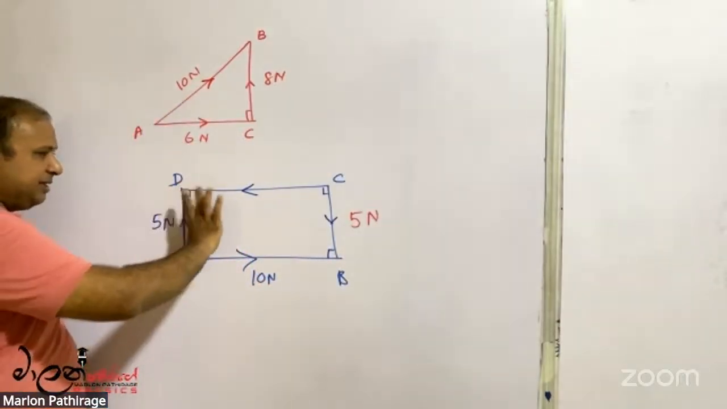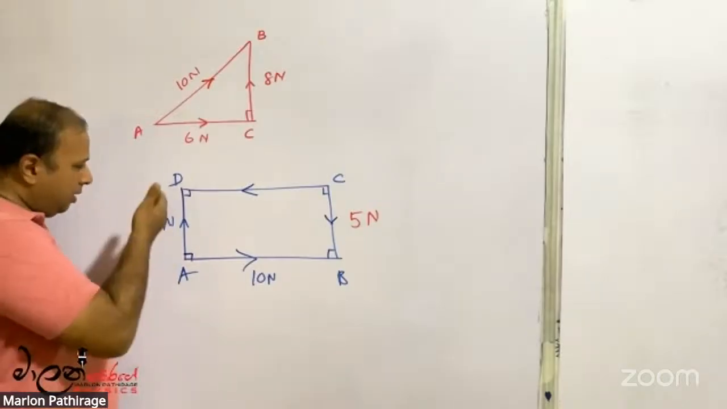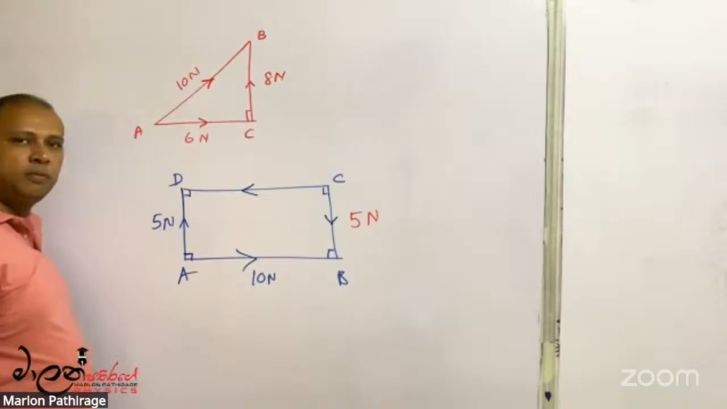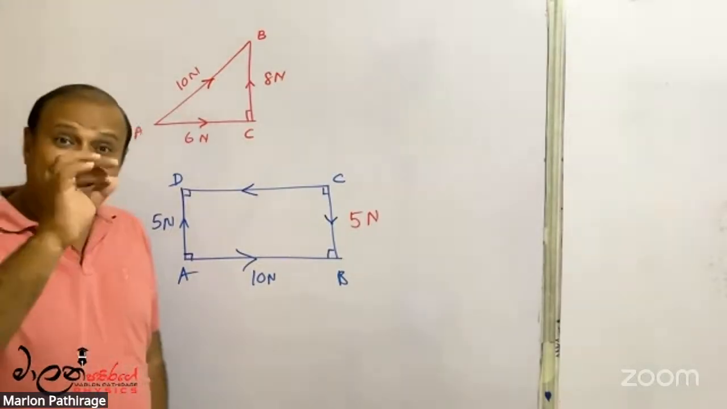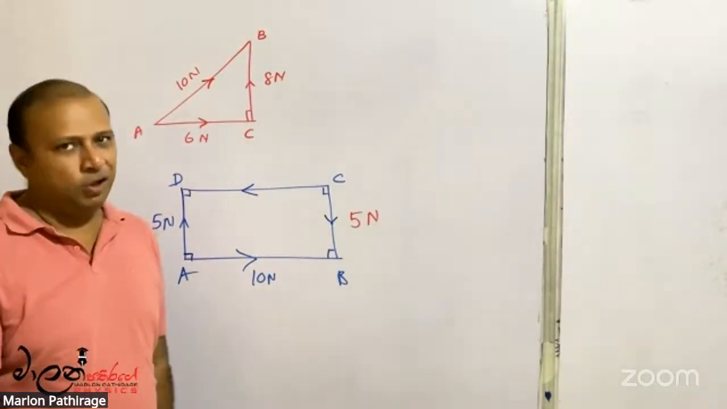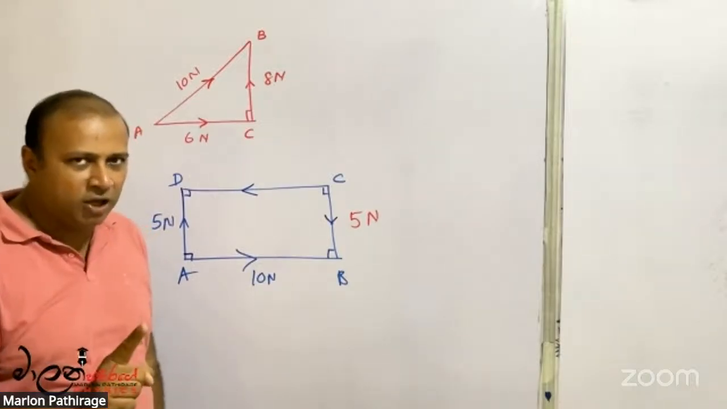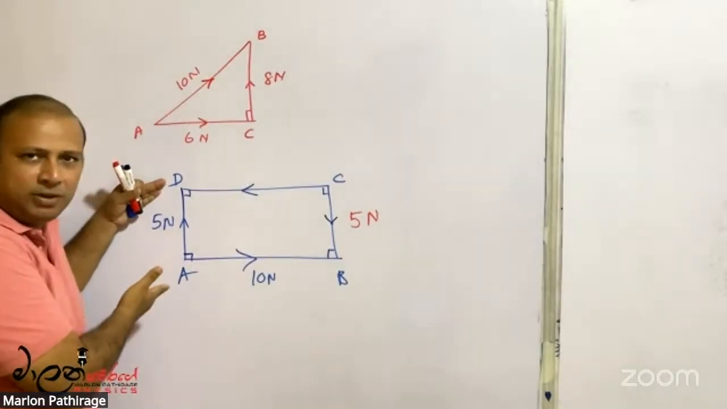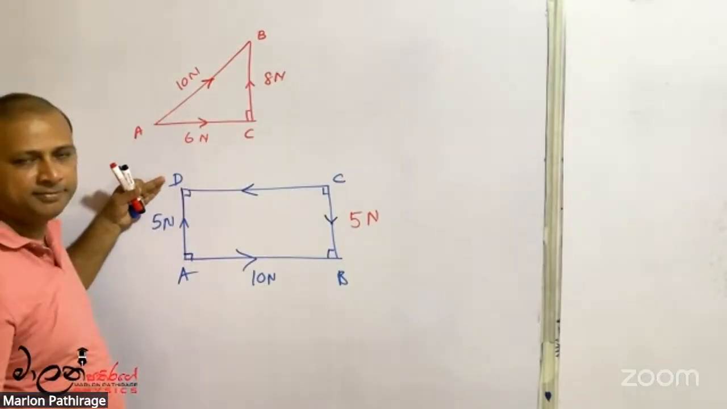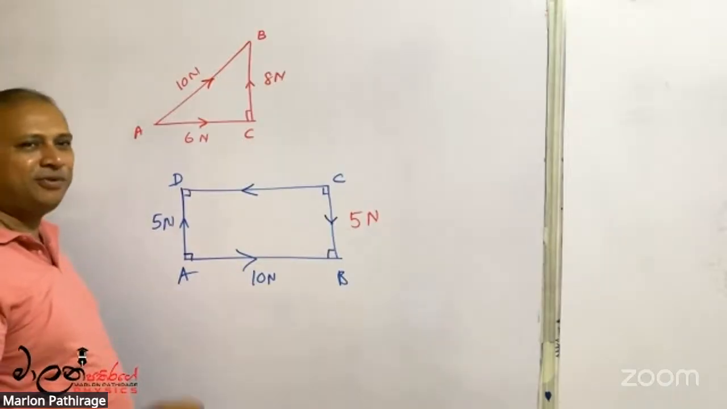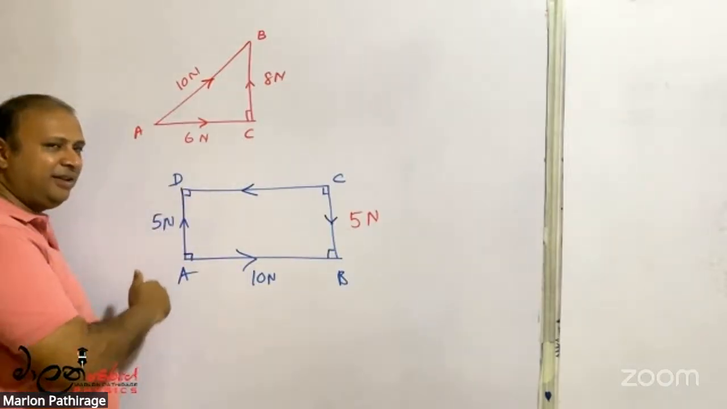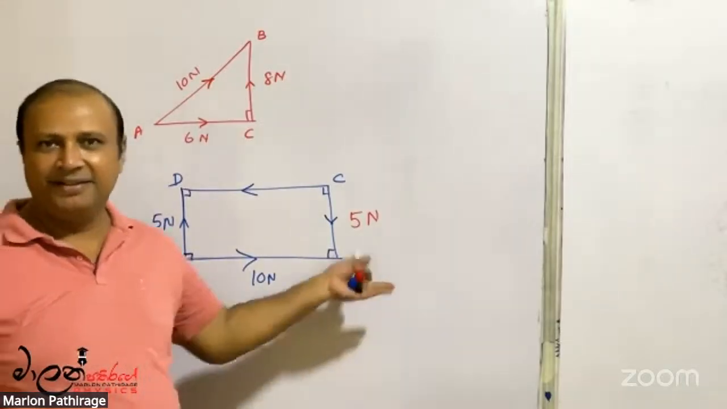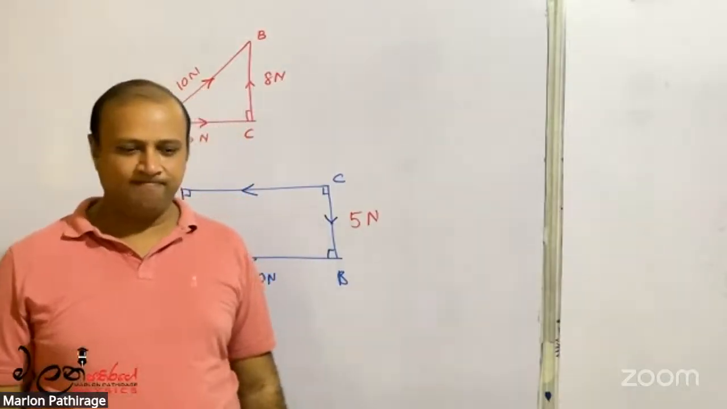This length and this length are equal. This length is proportional to 5 Newton. Therefore, this length is also proportional to 5 Newton. We can use that argument. If this vector is represented in both magnitude and direction using this line segment, then we can determine some unknown vectors.